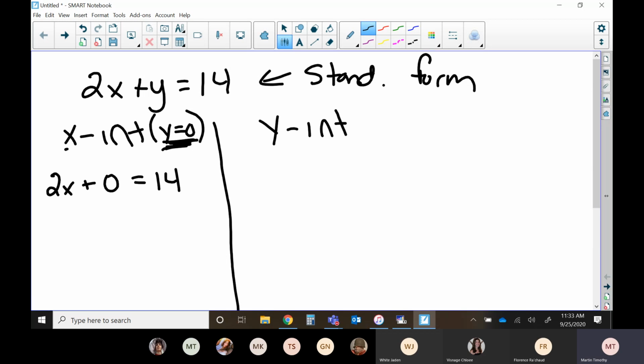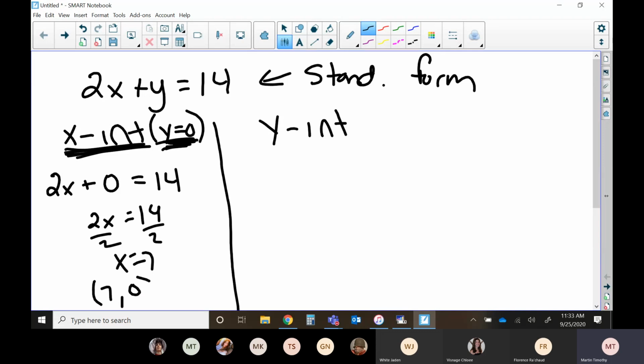If I'm trying to find the x-intercept, y is 0. That means I can put y in as 0. It's no longer a variable. What's 2x plus 0? Divide by 2. x equals 7. When does x equal 7? That is 1 point.